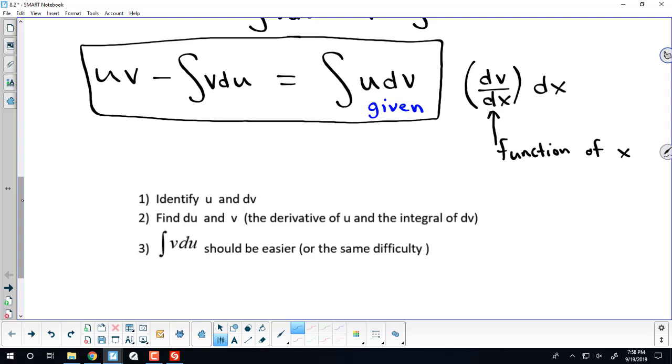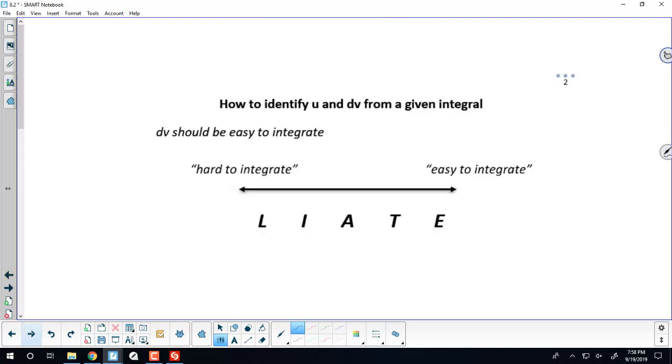The resulting integral that we get from this formula, the v du integral, should be easier or comparable to the original. If it's harder than what you started with, there's probably another technique that would be a lot easier to use. So the v du integral should be easier or the same difficulty as the original function or integrand. So how to identify u and dv?